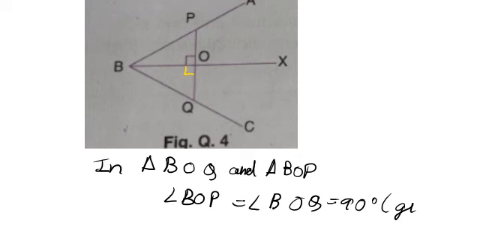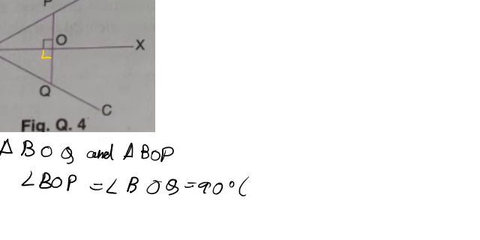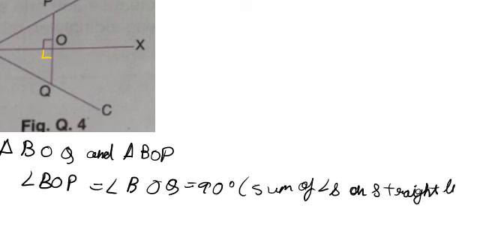This is not given. We will write the reason as sum of angles on a straight line equals 180 degrees, right? This is what the appropriate reason will be, that these two angles sum up to 180 degrees on a straight line. Sorry, this is 90 degrees, this is 180 degrees, fine. So these two angles sum up to 180 degrees on a straight line. So the other will be 90 degrees as well.